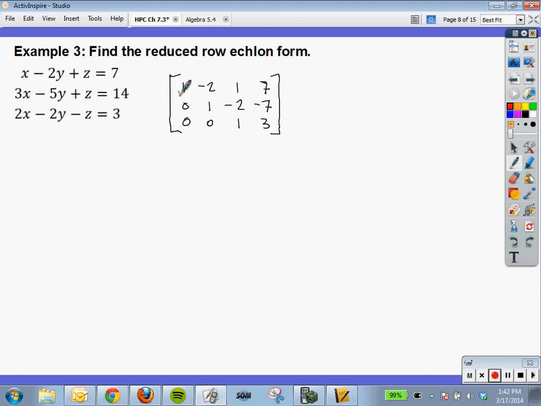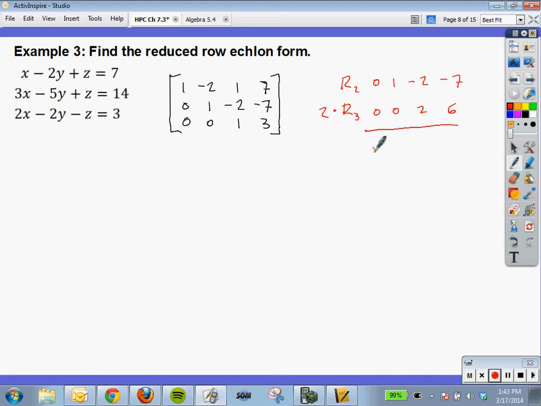So what I want to do right now is work my way back up here, and I want to go for a 0 where the -2 is located. So I'm going to add my row 2 and row 3 together, and I'm going to multiply row 3 by a 2. So row 2 we have a 0, 1, -2, -7. And then row 3 we have a 0, 0, 2, and a 6, thank you.